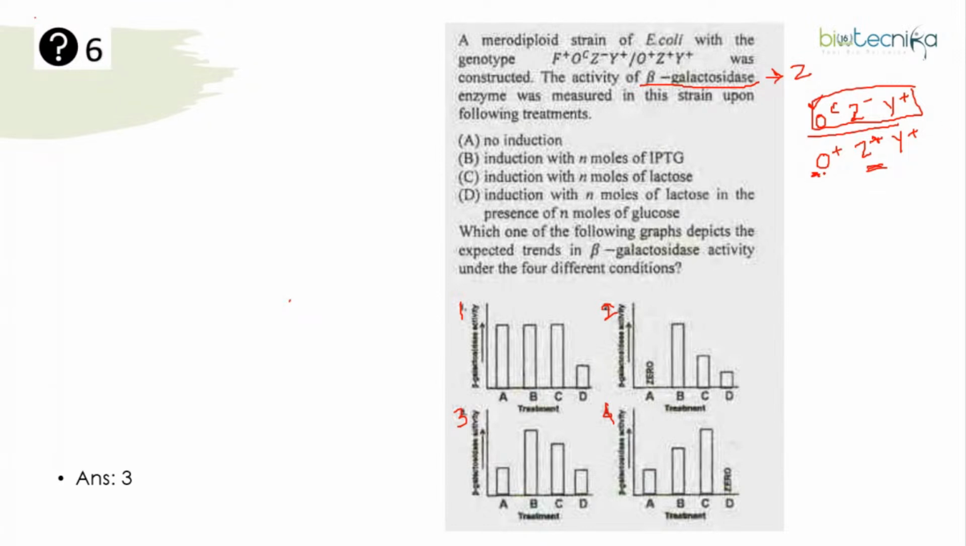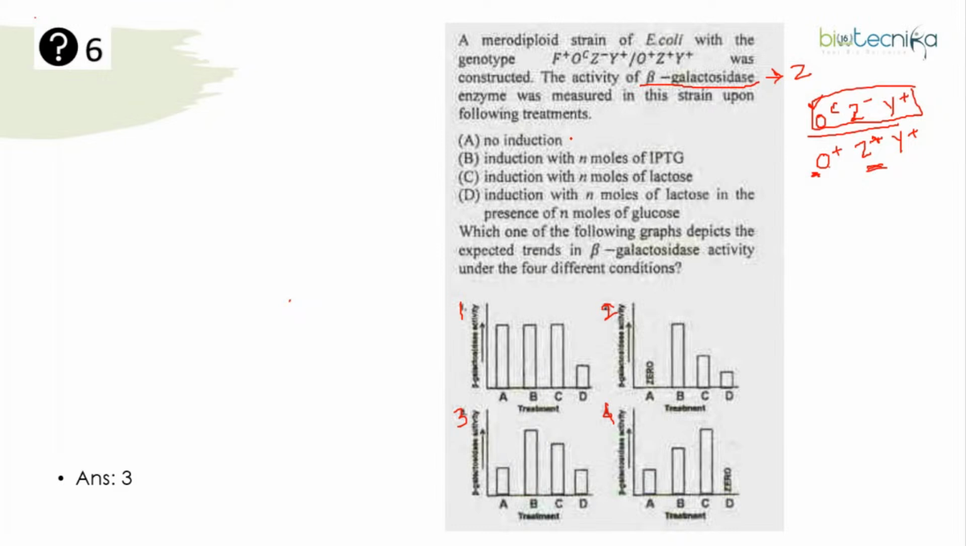Now, if this is a normal operator, that means it will bind to your repressor. Then the inducer has to come and bind to the repressor and take it away from the operator. Only then the polymerase will be able to bind to the operator and transcribe the genes. So initially, when there is no induction, there is no inducer to remove the repressor.